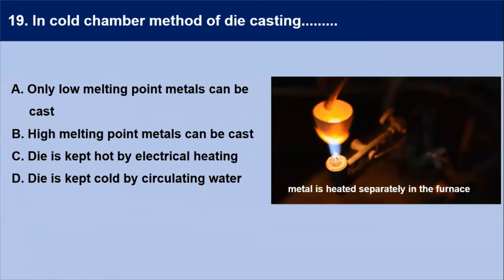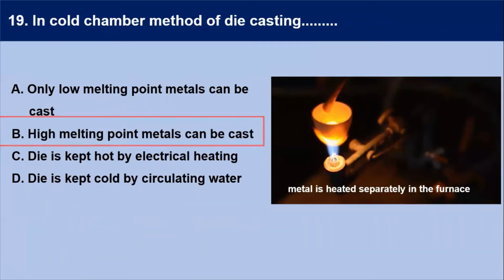Next, in the cold chamber method of die casting, high melting point metals can be cast because the metal is heated separately in the furnace, and then a precise amount of molten metal is transferred to the cold chamber machine. And that's why in this case our answer is that high melting point metals can be cast. The only reason is that we are melting it separately in the furnace.